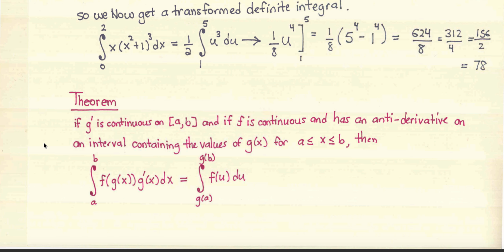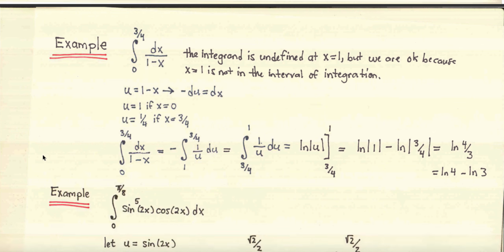This leads us to a cool little theorem. If g prime is continuous on the closed interval from a to b, and if f is continuous and has an antiderivative on the interval containing the values of g of x for x between a and b inclusive, then the definite integral from a to b of f of g of x times g prime of x dx can be transformed into an integral from g of a to g of b of f of u du. And that's the theorem we're using today.